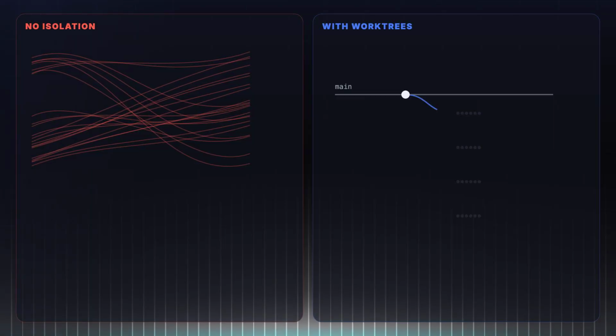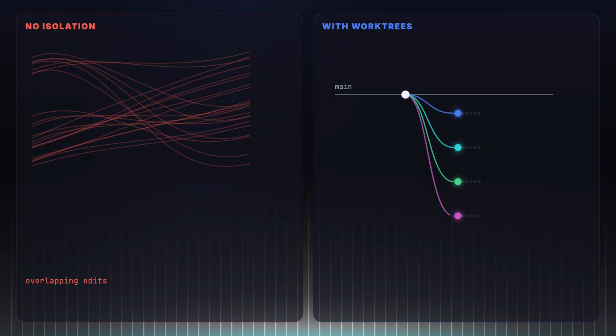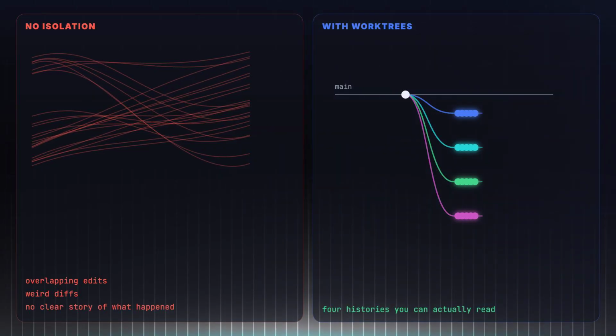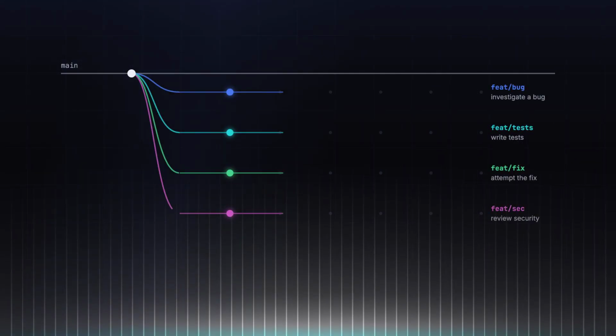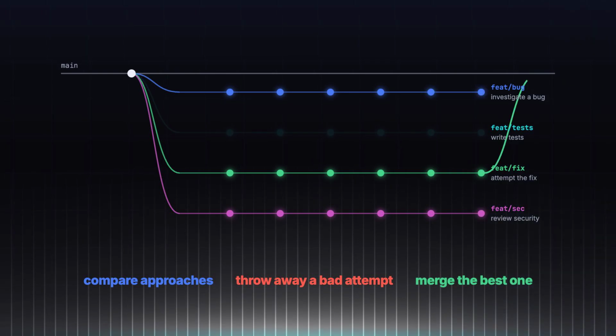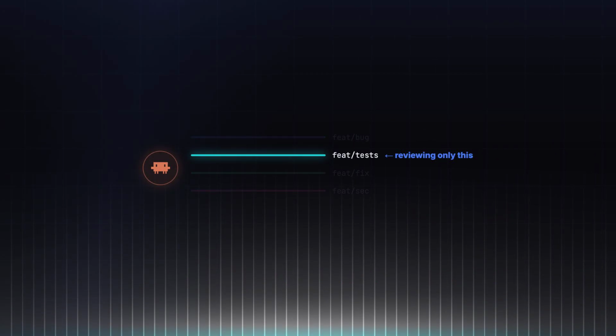This is one of the setups that separates serious agent work from vibe chaos. Without isolation, you get overlapping edits, weird diffs, and no clear story of what happened. With worktrees, every agent has a lane. You can compare approaches, you can throw away a bad attempt, you can merge the best one, you can ask a reviewer agent to inspect only one branch.